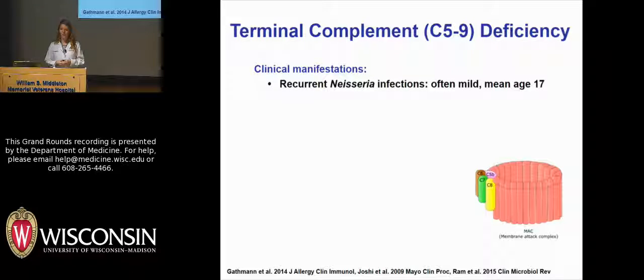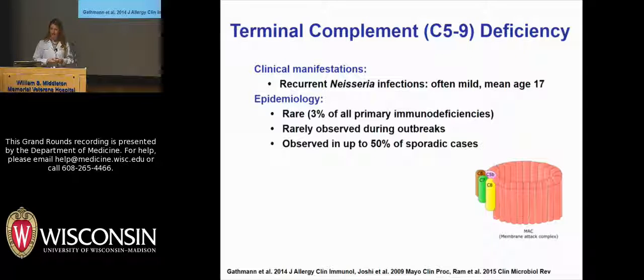So how do these patients present? They usually present later in childhood or early adulthood, when patients would have more risk factors for Neisseria meningitis. And the mean age in this study was 17. It's really quite rare, 3% of all primary immunodeficiencies. During outbreaks, it hasn't been shown to be very common. But in sporadic cases, in some patient populations, it can be 50% of patients that have primary immunodeficiency as the reason why they developed Neisseria infection.